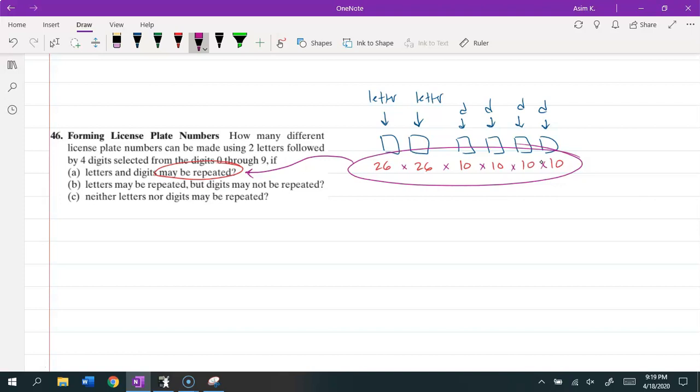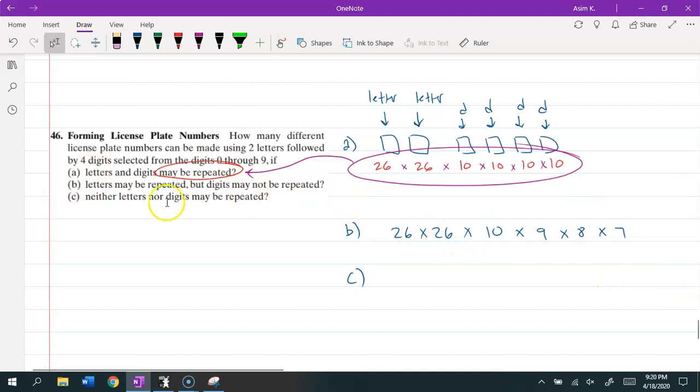Okay, so this is letter A. Let's just label it. Now letter B says letters may be repeated, but digits may not be repeated. So you can have 26 times 26, but the digits cannot be repeated. In other words, you have 10 choices for the first digit, but then you have 9 for the next, 8 for the next, and then 7 for the last one. And so this is going to give us lesser possibilities of number plates, but altogether we once again have figured out a way to work with letter B.